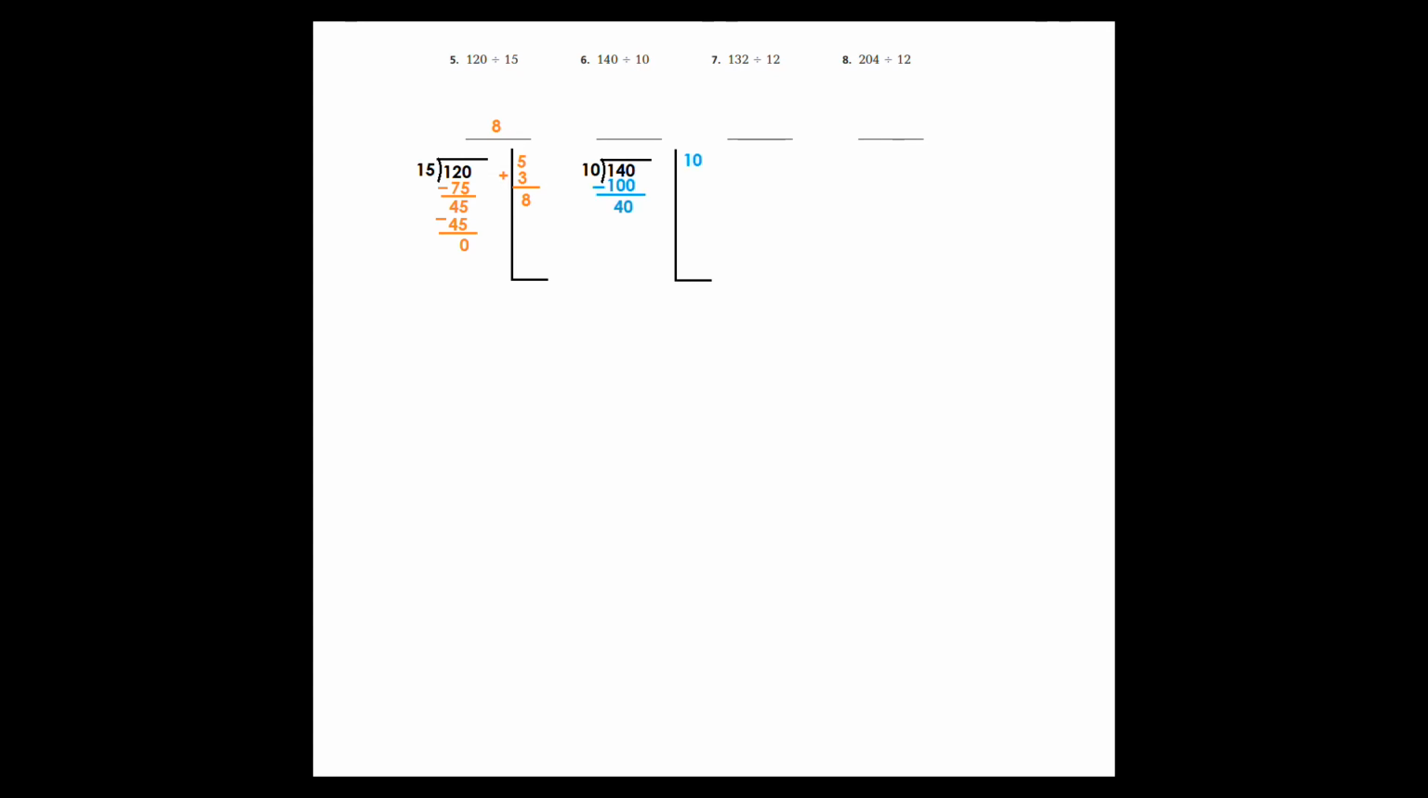Next, let's do 140 divided by 10. Well, I can take 10 10s out, which would be 100. So 140 minus 100 is 40. Then I can take 4 more 10s, giving me a total of 14 10s taken out. So my answer is 14. Now I want you to pause the video and solve 7 and 8 on your own. When you're ready, hit play and see how you did.